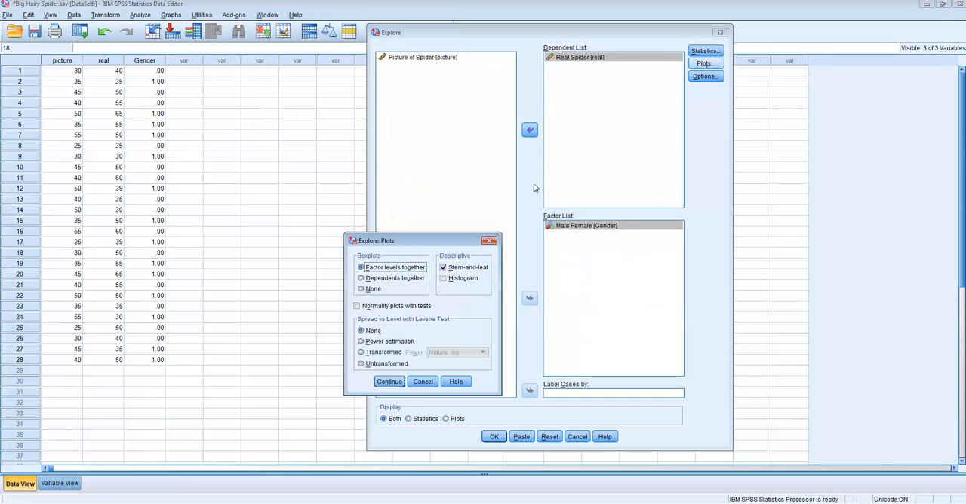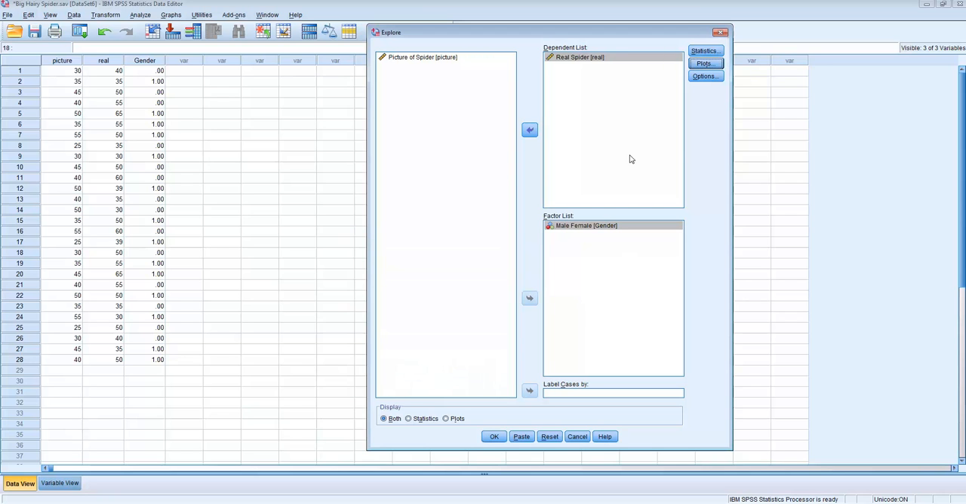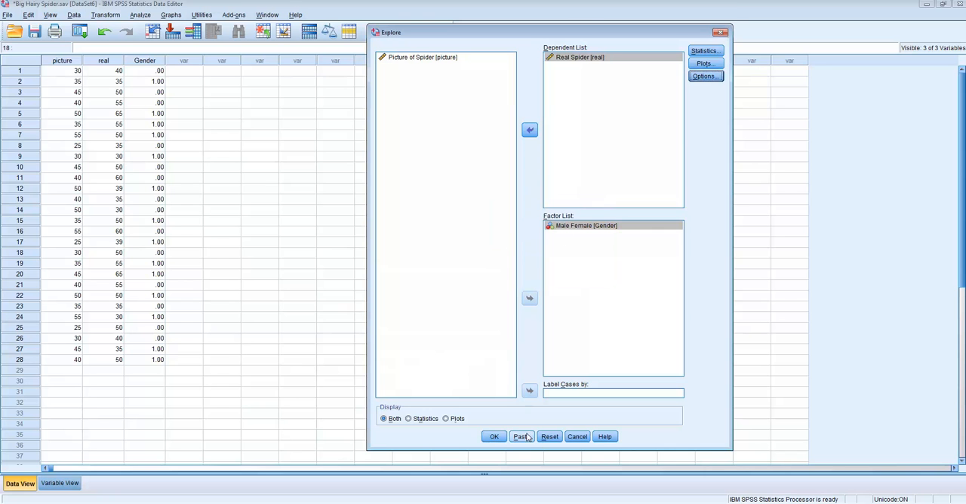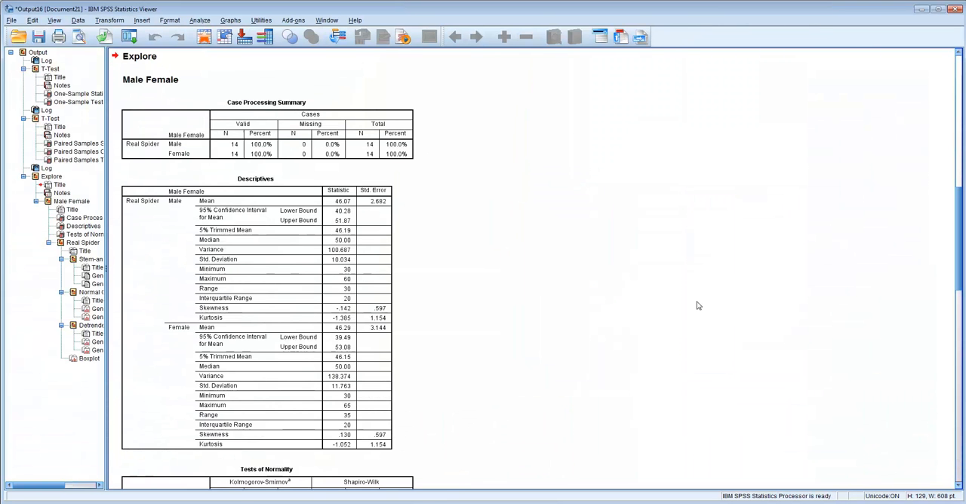For plots, because I'm looking for normal distribution, I'm going to click on normality, factors together, stem and leaf, that's fine. And I'll click on continue. For options, I don't need to worry about this. Let's go ahead and click on OK and see what emerges. So we have 14 male participants, we have 14 female participants. We have a mean score of anxiety of 46.7 for male.